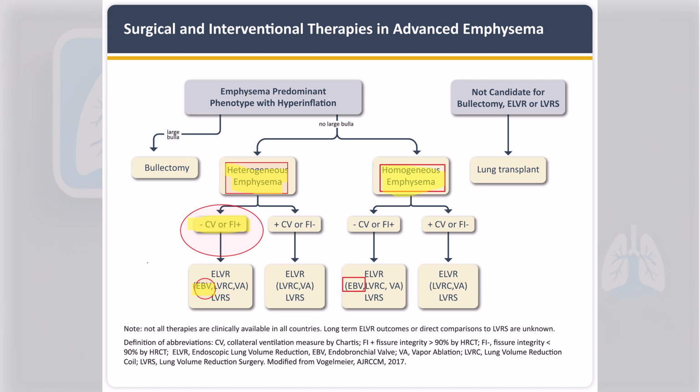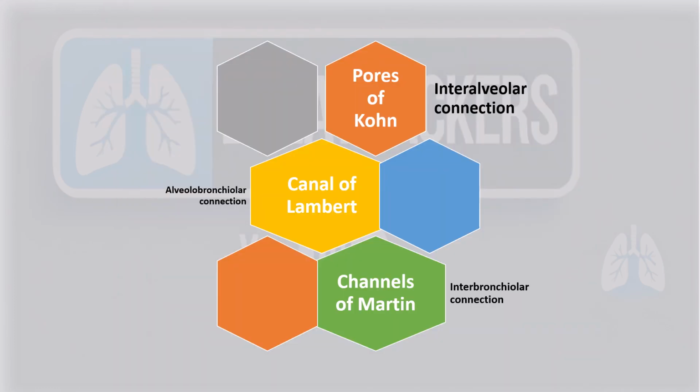So basically, have you ever thought about what is heterogeneous, what is homogeneous in emphysema? Why collateral ventilation? If present, then you can't put a valve. If it is absent, then you can put a valve. What is fissure integrity? So we'll be dealing with all these terminologies in detail in this presentation.